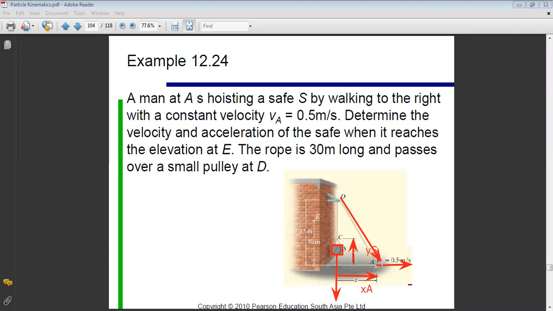Now, after I choose my directions, the next step is to express the total length of my chord as a function of y and x. So, for my chord, I have this part CD plus dA. So I can write that CD plus dA is equal to a constant. Now I want to express CD and dA as functions of my variables x and y.